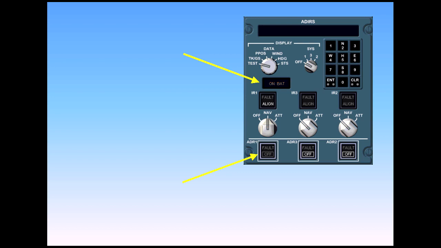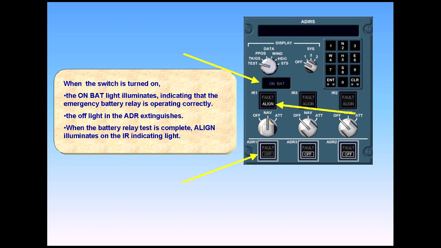When the battery relay test is complete, a line illuminates on the IR indicating light. When number 1 has stabilized, number 2 aileron is switched on, and then number 3. All IRSs are now in the alignment process.